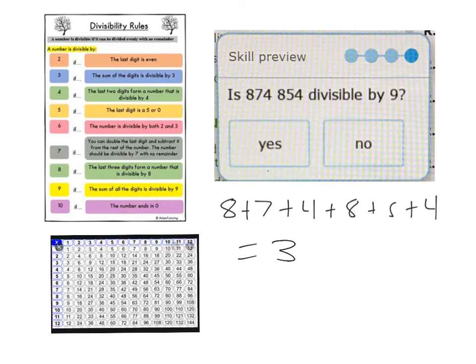So is 36 divisible by 9? I'm hoping your brains are working hard and you realize that yes, 9 times 4 is 36, so it is. But you could always check, go down the 9, boom, there's 36. So yes, it is divisible, and yes, this large number must therefore also be divisible.